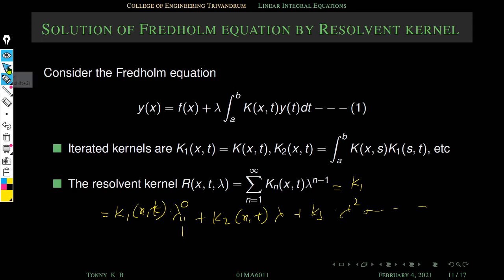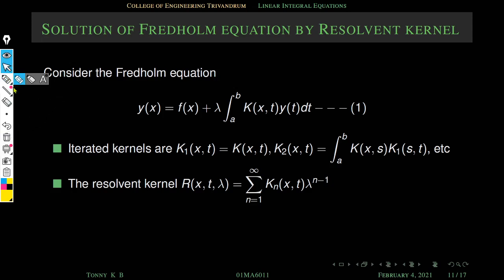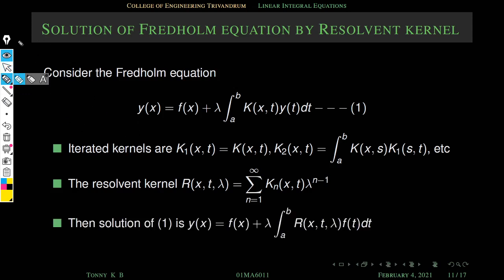Once we have the resolvent kernel in a closed form, you can find the solution using this formula. This is the algorithm of solving a Fredholm integral equation using the resolvent kernel method. This is an iterative process. The solution is almost similar to our actual problem.